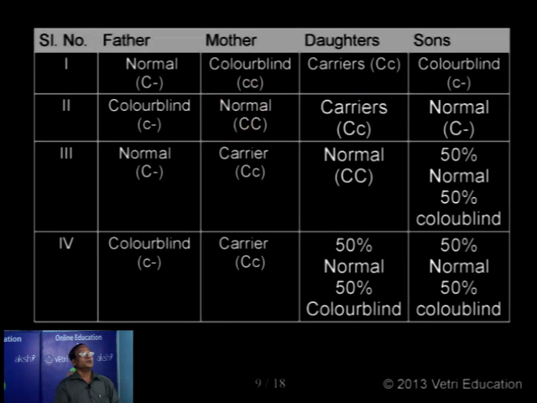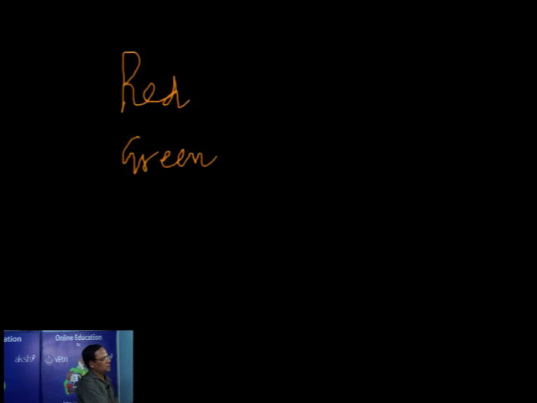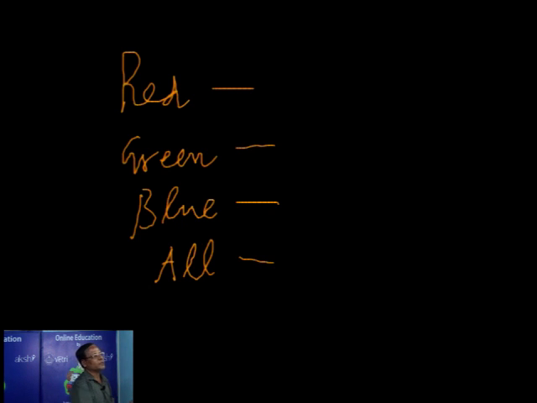Now, I am just taking four marriages. What would be the result? What are the results for daughters and sons in the four marriages? Before that, I mentioned already there are different types of colorblindness. Some people are colorblind to red. Some people are colorblind to green. Some people are colorblind to blue. Some people are colorblind to all colors. So accordingly, we have four types of colorblindness.